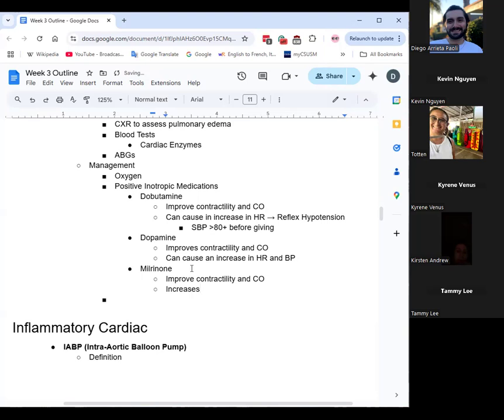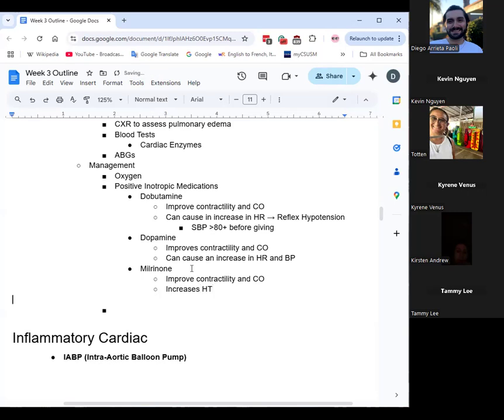What else is Milrinone doing? Increases your heart rate. Does it affect anything else? Can it cause dysrhythmias? That is not something I'm too familiar with, but I'll look it up for you. Let's see. It might have an effect on your QT segment. I think what I have is that we have to monitor potassium and magnesium really closely on milrinone.